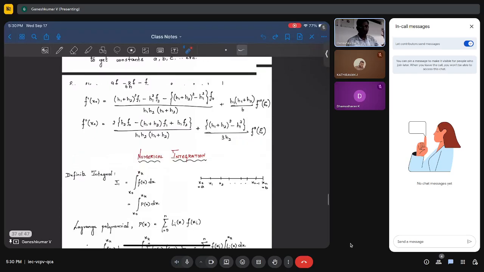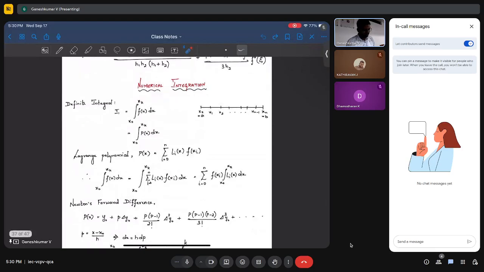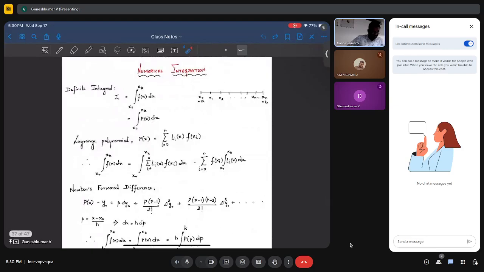Once you get the polynomial, you can differentiate. That's the whole point. And then the next part is numerical integration. So here, sometimes we won't be able to do the integration. So again, for a given function, you evaluate that function at a different set of points, okay, and then you construct a polynomial, and the polynomial can be easily integrated. So that's what we did here.